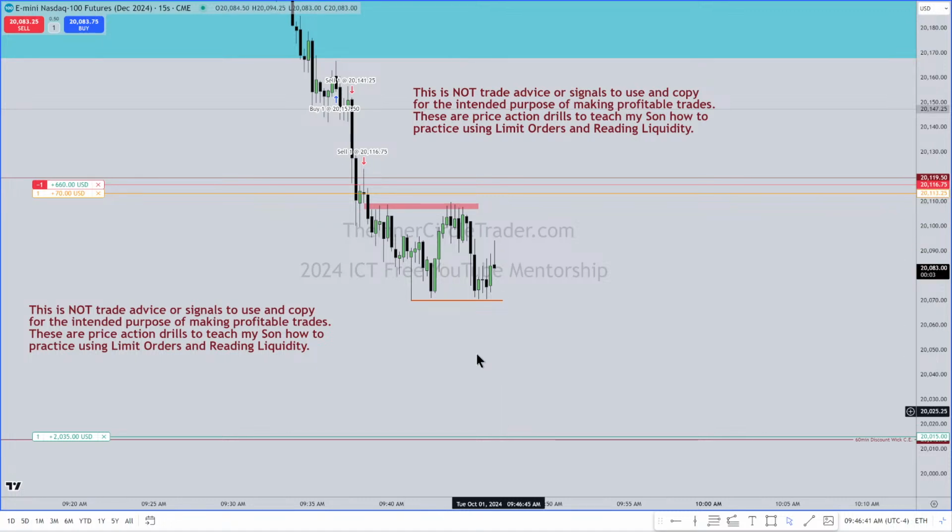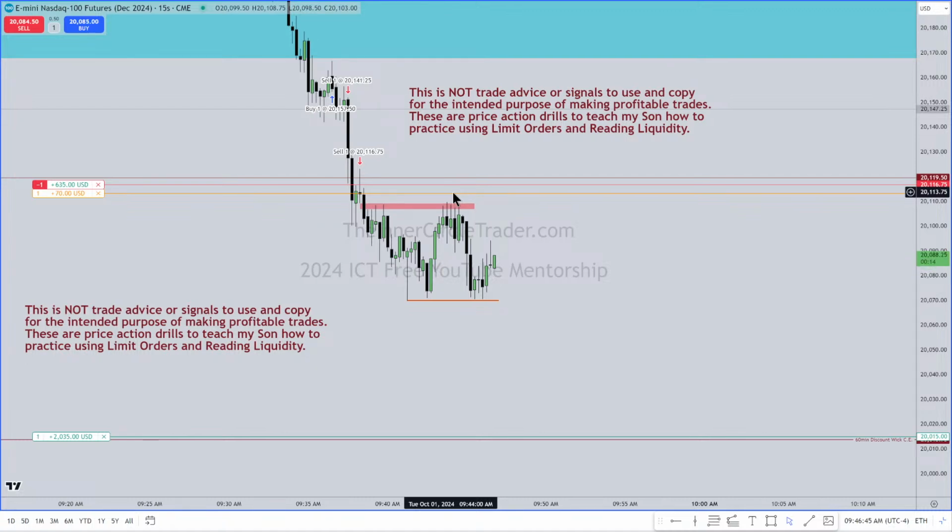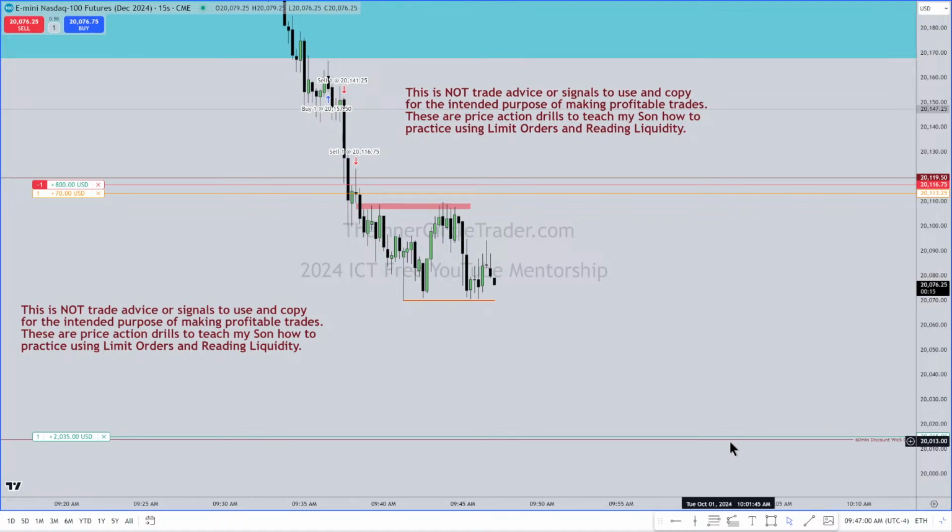But what happens if it does take out that high? What happens if it stops out this position? No problem. If it shows a displacement lower again, I'll use another 15-second fair value gap to try to get a short on and aim for that 60-minute again. Now, I know which ones I want to trade on. Caleb doesn't know yet. You don't know yet.